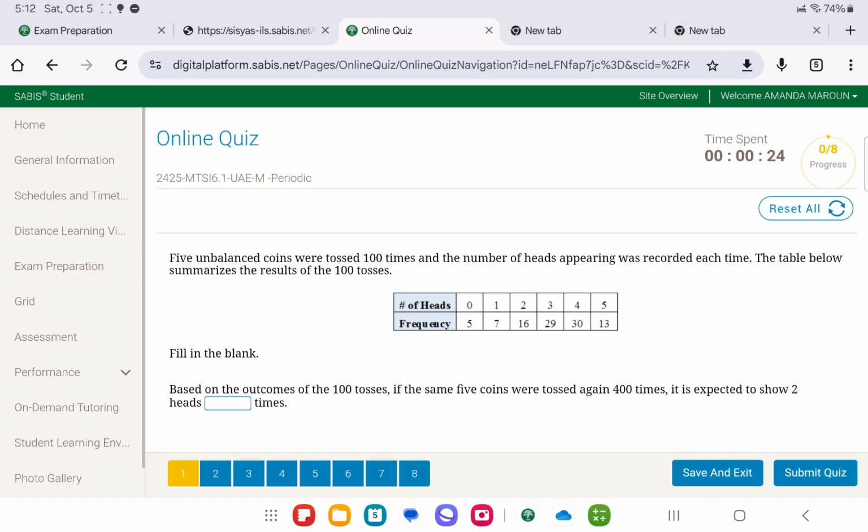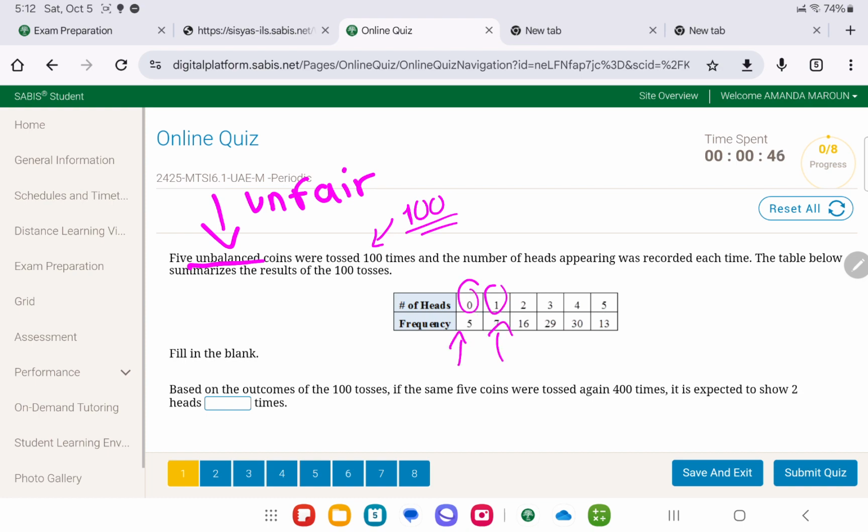So let's start. We have 5 unbalanced coins. Unbalanced means unfair. They were tossed 100 times, and the number of heads appearing was recorded each time. The table below summarizes the results of the 100 tosses. How many times did we get 0 heads? 5. 1 head? 7. 2 heads? 16. 3 heads? 29. 4 heads? 30. 5 heads? 13. So this is what this table means.